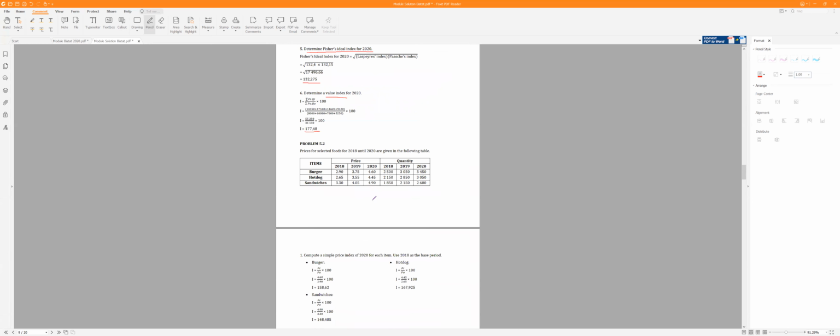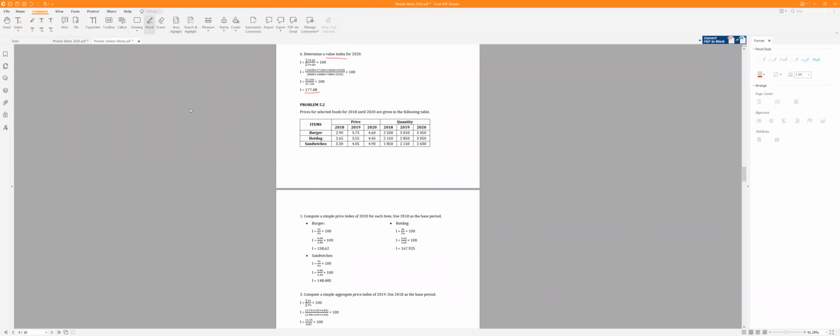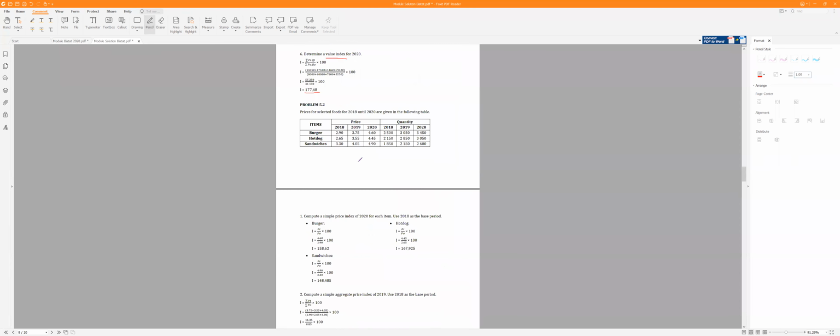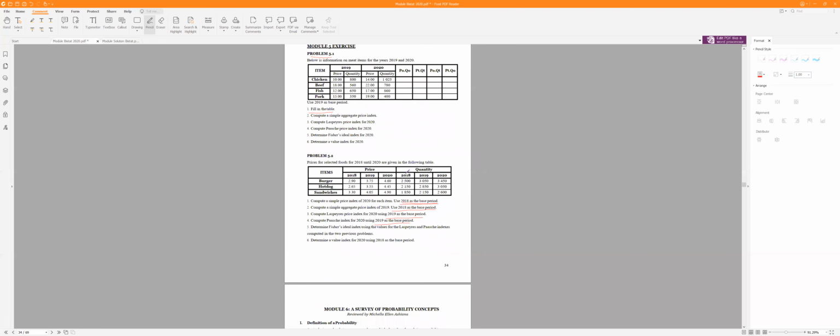So problem 4.2, if you have already known the base period for everything, it's basically easy, right? So for number 1, you are supposed to calculate simple price index for each item. So for burger, hot dog, and sandwiches, just find them all, PT divided by P0, because 2018 is the base period. Use data from 2020 and divide them with the price from 2018. So for burgers, 4.6 divided by 2.5 times 100, 158.62. And do the same thing for hot dog and sandwiches. I don't think this is quite hard, so I'll be moving on to the next one.